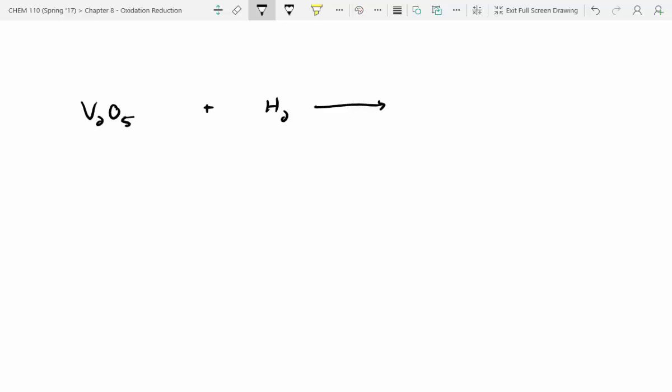So let's do vanadium oxide. So V2O5 plus H2 goes to V2O3 and H2O. And like I said, the hydrogen, when it's in water, because it's so electron poor, is behaving as an anion, or sorry, a cation.